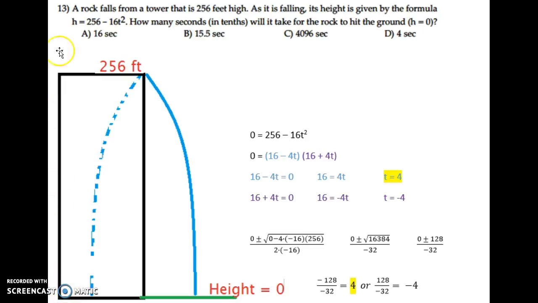For number 13, we have a word problem. A rock is falling from a tower that is 256 feet high. And as it is falling, its height is given by this formula. And you'll notice this is a quadratic equation, so its graph will be a parabola. And since the value in front of t squared is negative, a negative 16, the parabola will open up downwards.